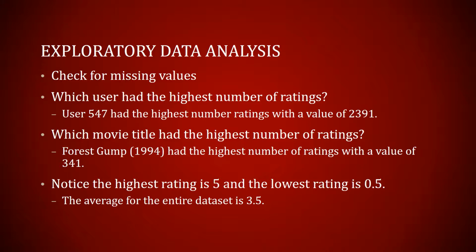I also wanted to see which movie title had the highest number of ratings. And believe it or not, it was Forrest Gump that had the highest number of ratings with a value of 341. I did a distribution plot to see the spread of the ratings, and the highest rating was 5 and the lowest rating was 0.5. So there weren't any ratings lower than 0.5 or above 5. And the median for the entire data set was 3.5, so not too bad. Let's go on to the next slide.